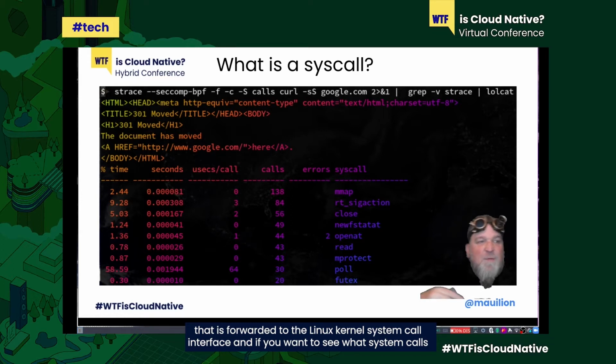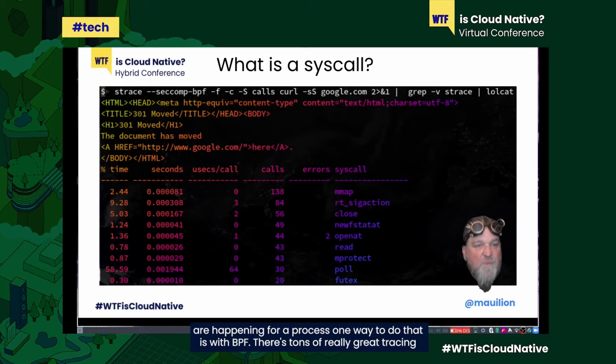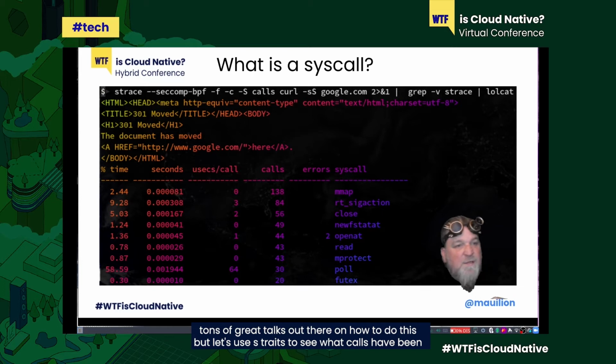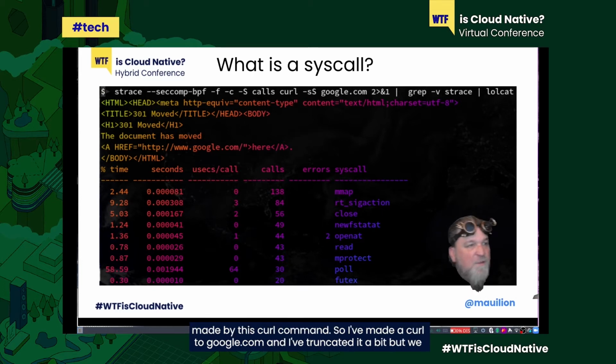And if you want to see what system calls are happening for a process, one way to do that is with BPF. There's tons of really great tracing tools available. I recommend checking out kubectl-trace or some of the BCC stuff. There's tons of great talks out there on how to do this. But let's use strace to see what calls have been made by this curl command.